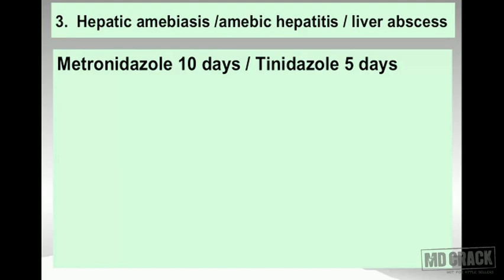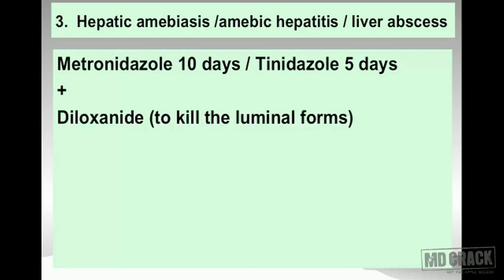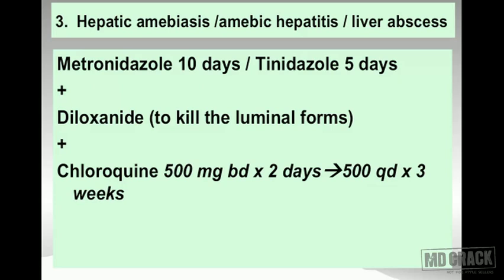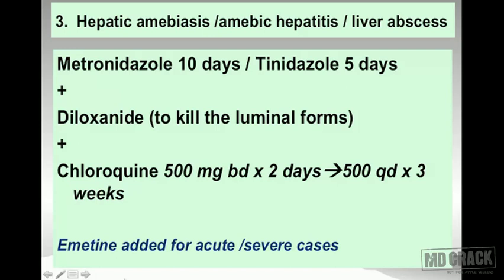Metro for 10 days or tinidazole for 5 days, because it acts on the liver as well as the intestinal wall. Plus you can add diloxanide once again to kill the luminal forms, and it's going to eradicate the carrier stage. Plus you can use chloroquine because it is specific for the liver, in the dose of 500 milligrams 2 times a day for the first 2 days, and then 500 milligrams every day for the next 3 weeks. So metro for the liver amoeba, plus diloxanide to eradicate the luminal forms, and chloroquine to take care of any remaining amoeba in the liver, because chloroquine is very specific for the amoeba in the liver.